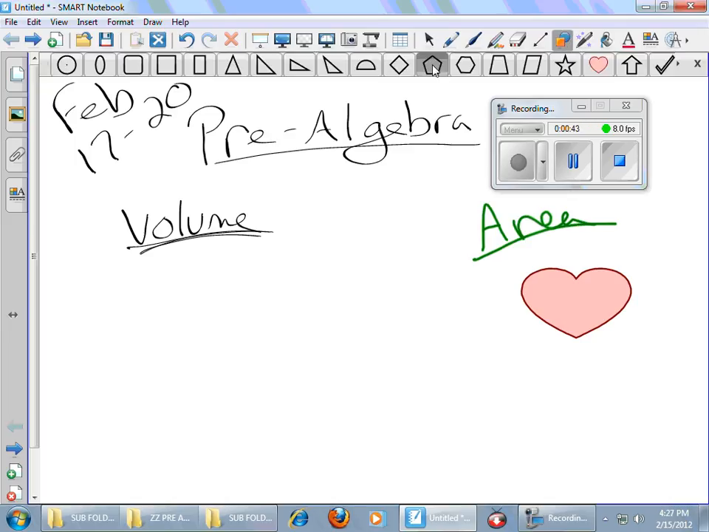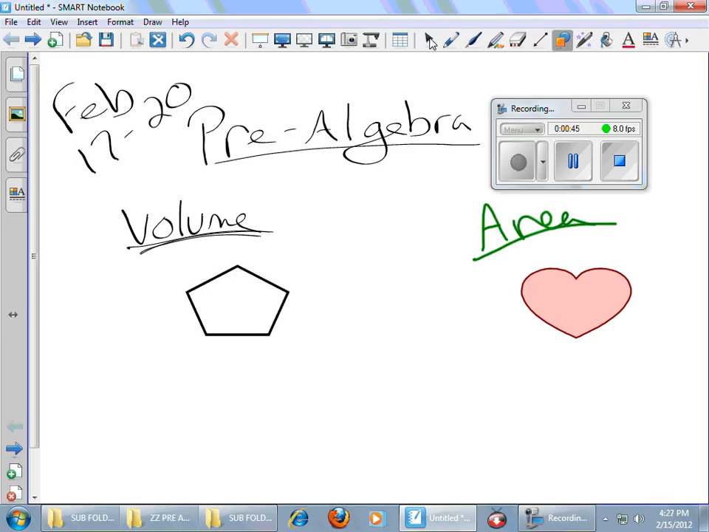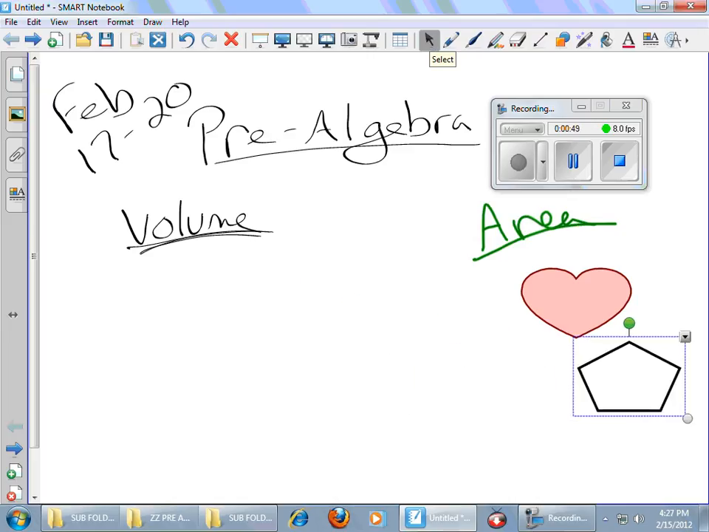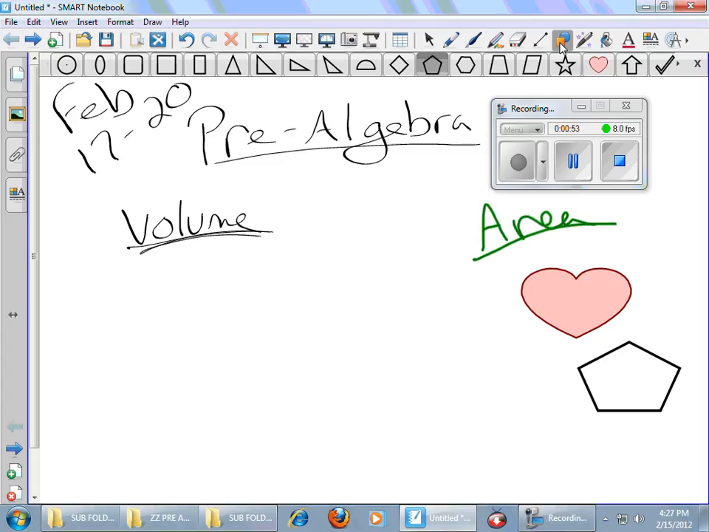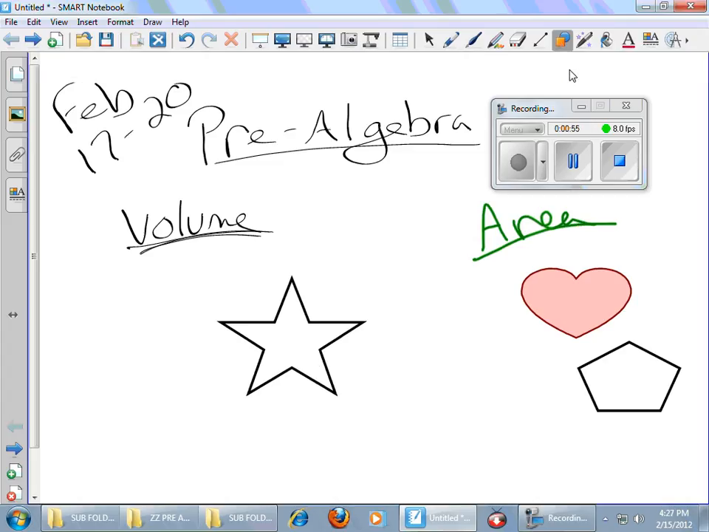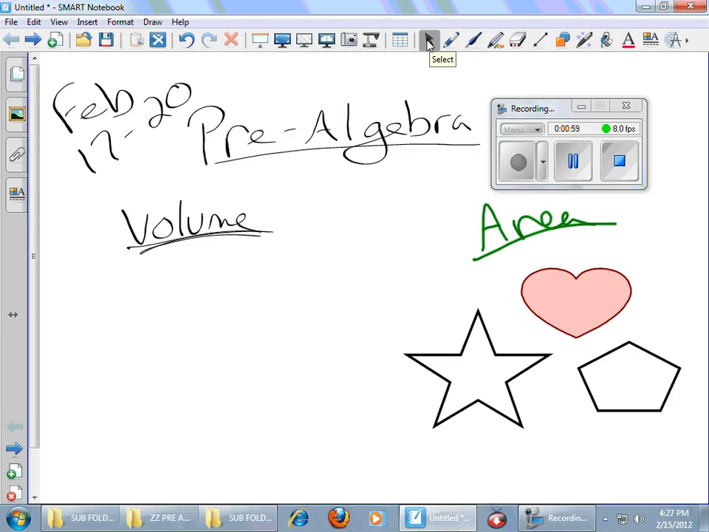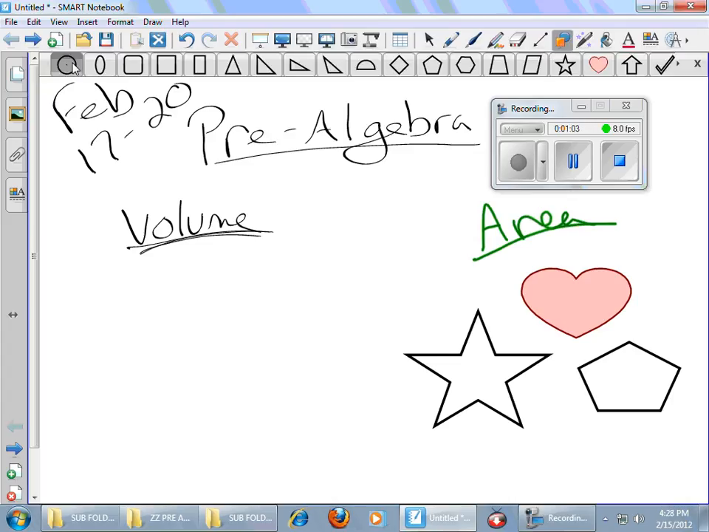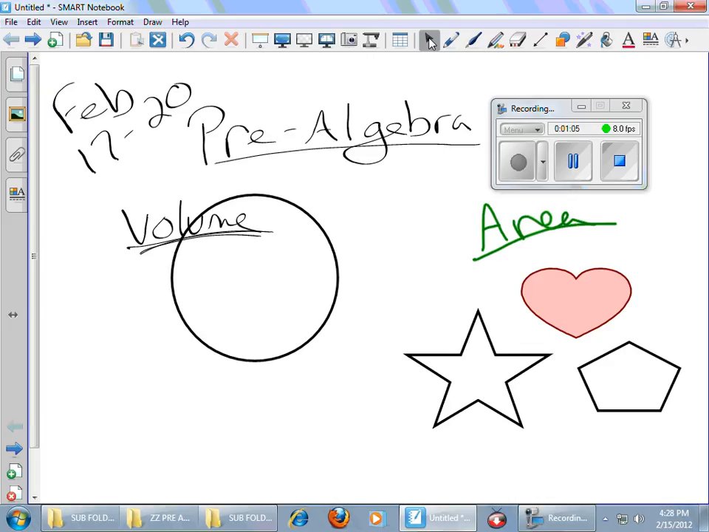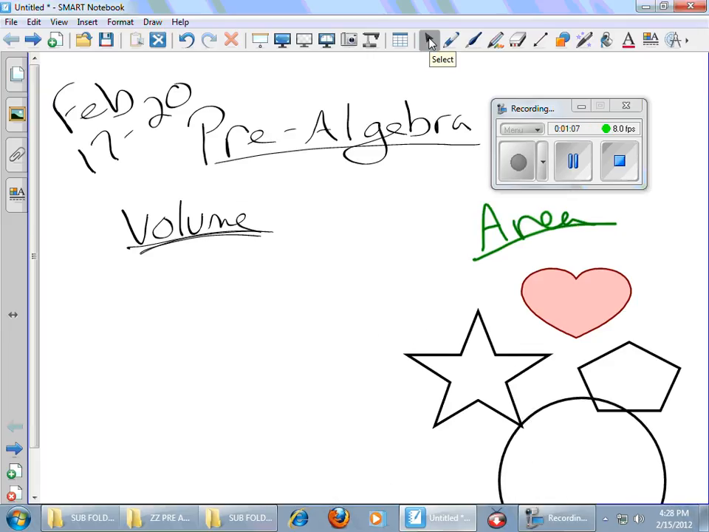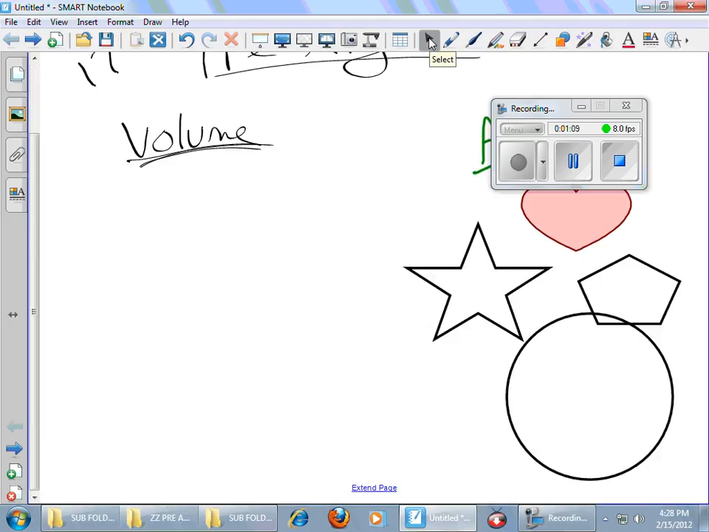Let me see. How about this pentagon? Pentagon, does it have volume? Nada. It does not. It doesn't have volume. It has area. The star, I know, the star has volume. Wrong again. It does not. It has area. All these shapes have area. I know, a circle. No, circles don't have volume. They have area. Okay, what has volume then?